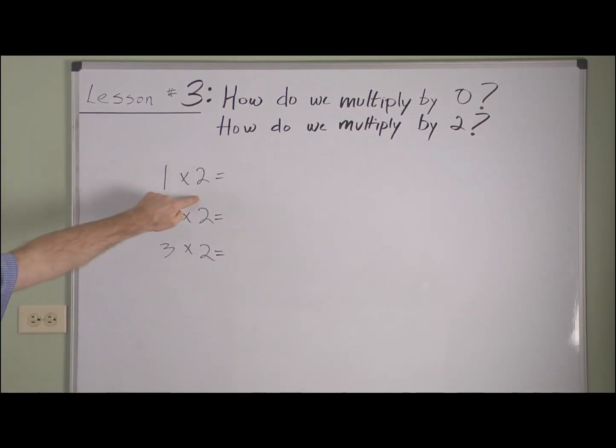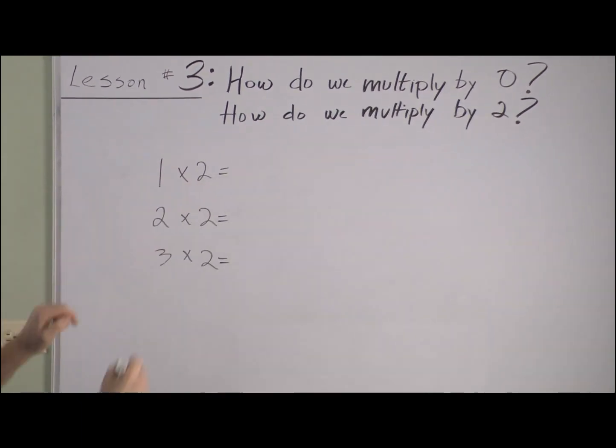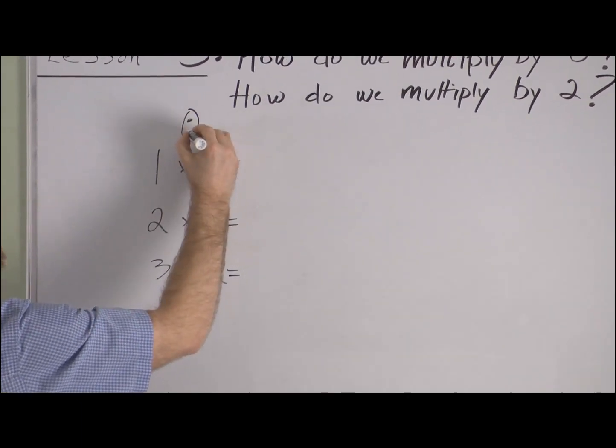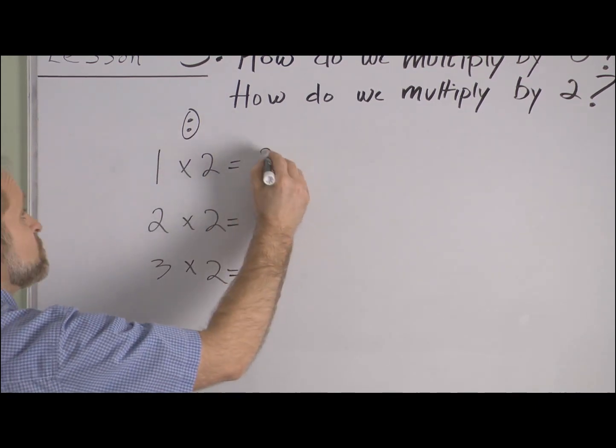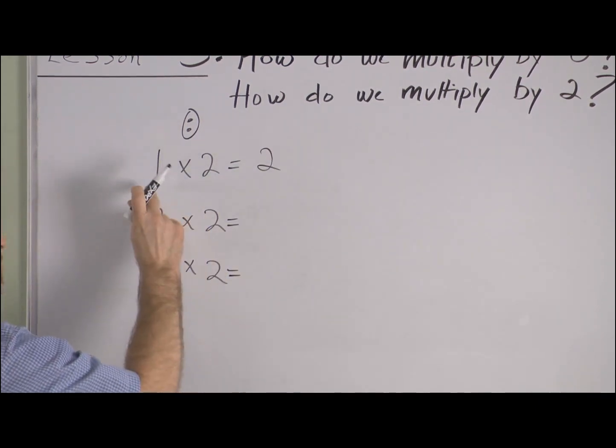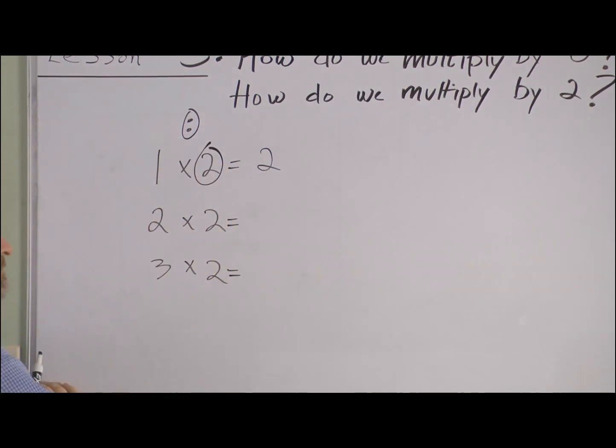Let's go ahead and begin right here. Here we have one group of 2. We know a group of 2 looks just like this. So one group of 2, here we have one group, that'll be 2. We already knew it because with 1, it's the other number.